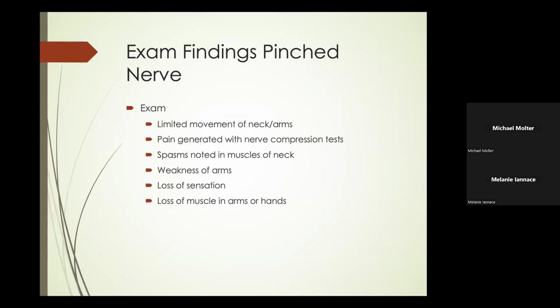Speaking of exam, a lot of times we'll see patients who have limited movement of their neck and arms, because with spasms in the neck, it'll oftentimes limit you turning in one direction or the other. Or I'll sit and watch a patient when they're looking at me and they have to get up and turn because their head doesn't turn as far as it should. Weakness in the muscles of the arm, as I just said, you can see, and that could be associated with the same nerves that are going back to the shoulder blade area. Loss of feeling in the arm, loss of muscle in the arms or hands as well.